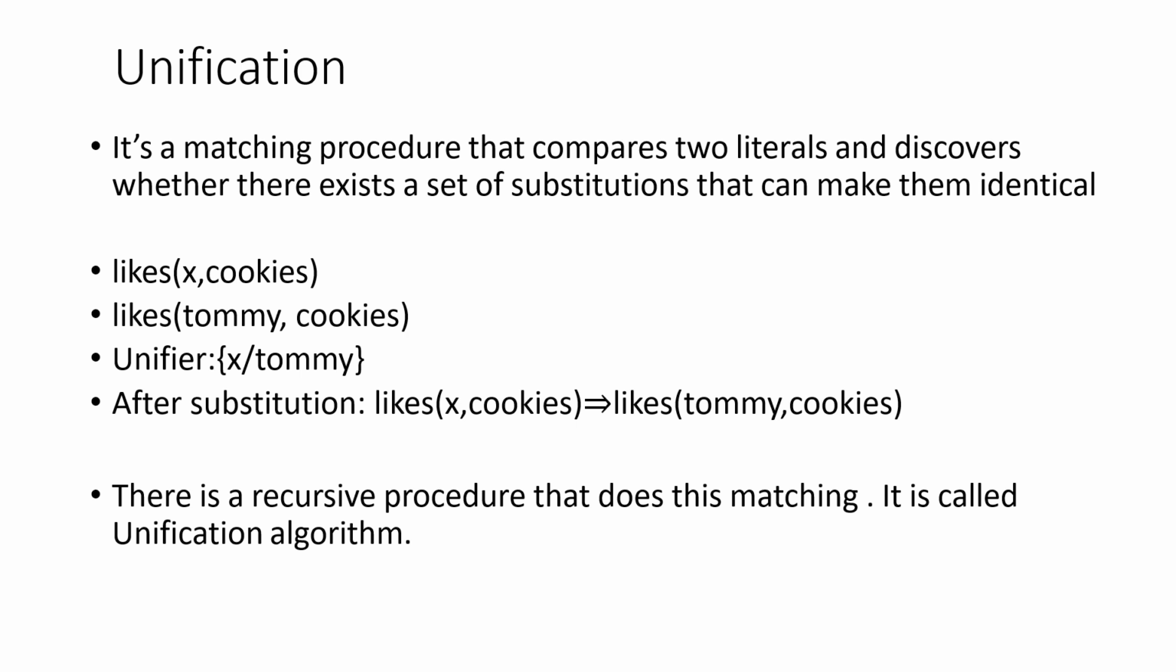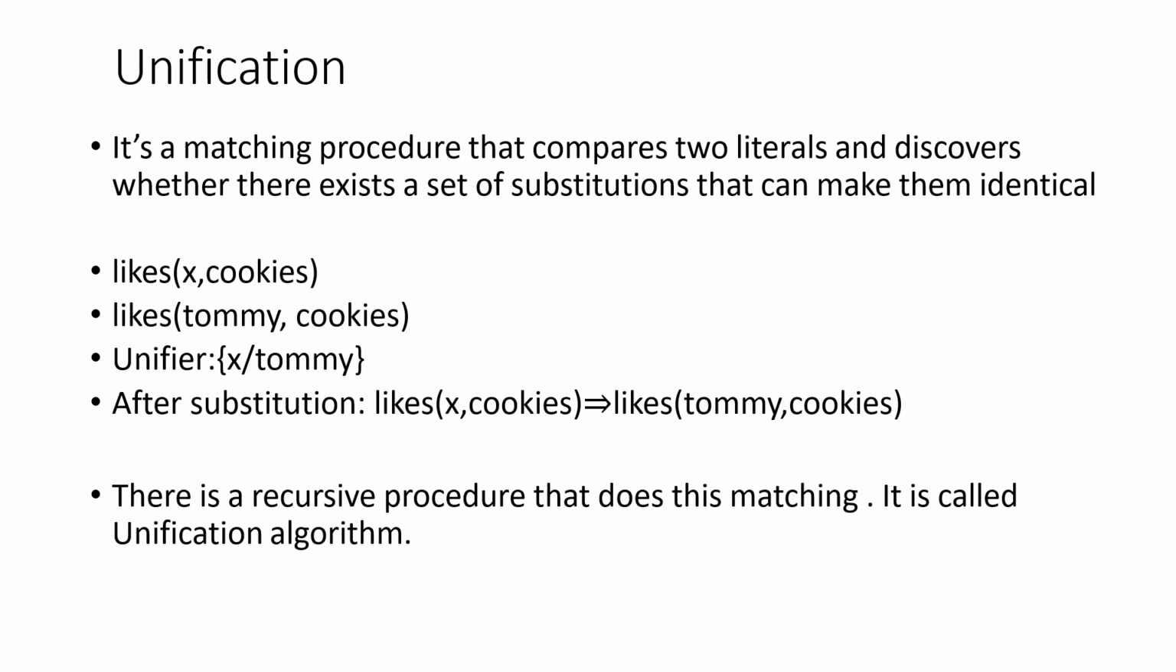Here we can see the example. Here we have likes(x, cookies), then likes(Tommy, cookies). So here we can compare x and Tommy. If we substitute x as Tommy, then it matches likes(Tommy, cookies). After substitution, likes(x, cookies) becomes likes(Tommy, cookies), so both literals become identical. So unification is successful. So actually, why is it needed?